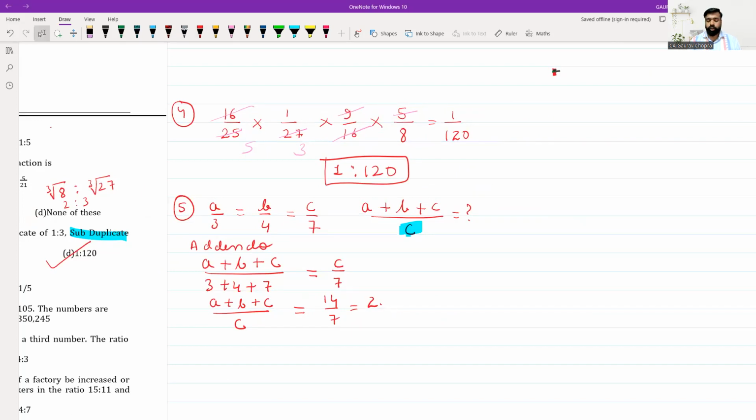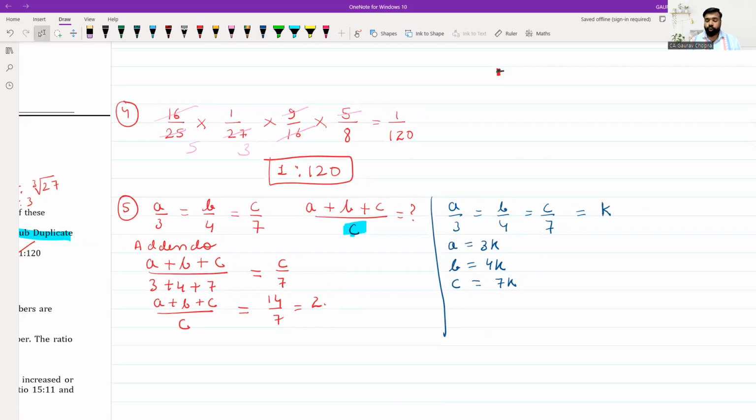There is one more way to solve this question. Let's understand the second method. A by 3 equal to B by 4 equal to C by 7. So we equate all of these to a constant, and which constant did we take? K. Let these be equal to K. Now one by one we compare everything with K. So A will be equal to 3K, B is equal to 4K and C is equal to 7K. These three values of A, B and C have come.